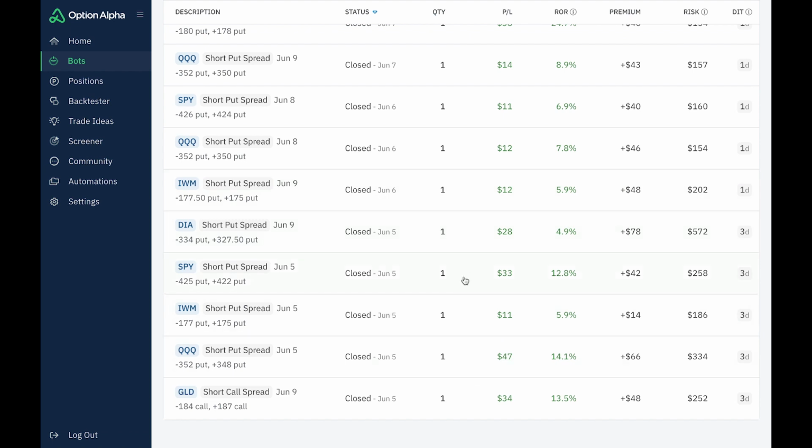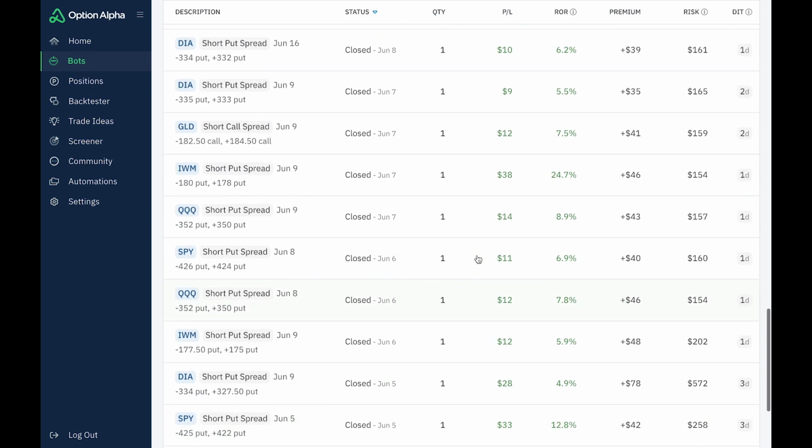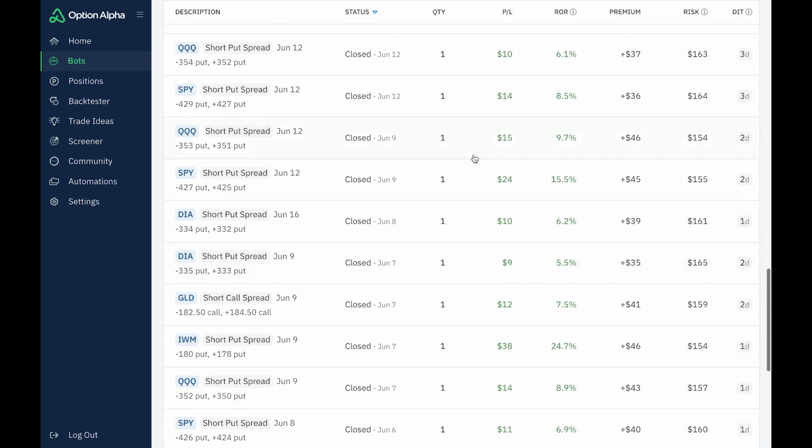So in one day, it's closing these 5 trades right here. The next day, it's closing 3 trades. The next day, it's closing 4 trades. This one is only closing 1 trade on that day. But as soon as one closes, it opens up the next one based on that symbol.